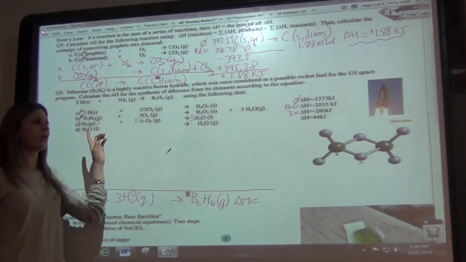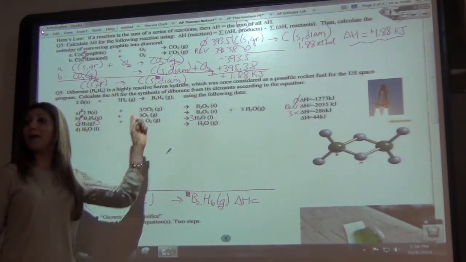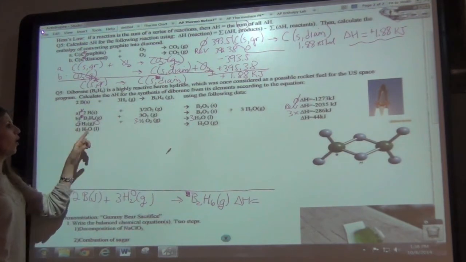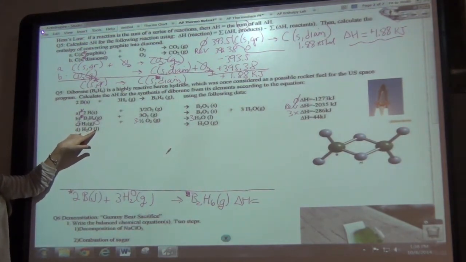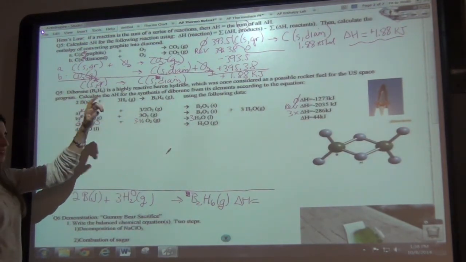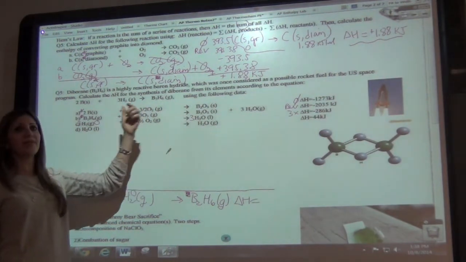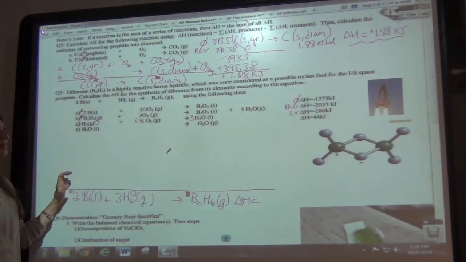So what we need to do is we need to make sure that it can cancel out. How do things cancel out? They have to be on opposite sides. Awesome. So I want water as a liquid if it's on this side. I want water as a liquid to be on the opposite side. If I've got water as a gas, I want it to be on the opposite side. Is that the case here?